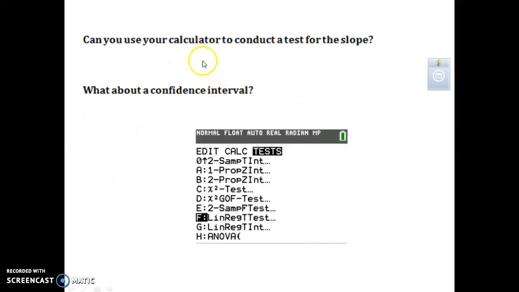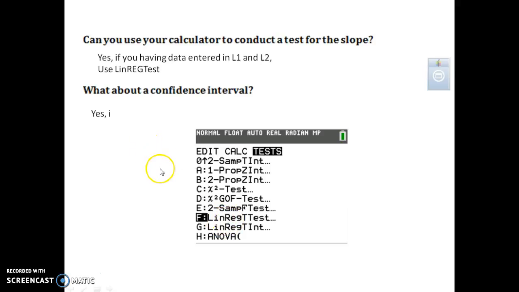Now, can you do this on your calculator? Absolutely. But as with every test that we've done in the calculator, you have to be able to do it by hand as well. So if you want to do the test for slope, you're going to do LinRegTTest. You're going to need to have the data, your x or explanatory variable probably in list 1, and your response variable probably in list 2.